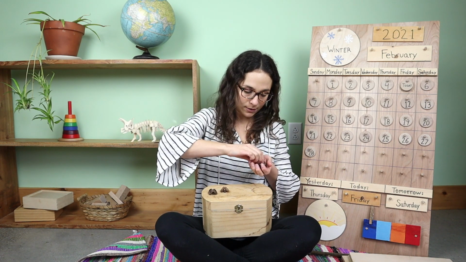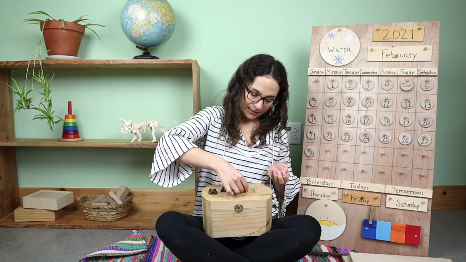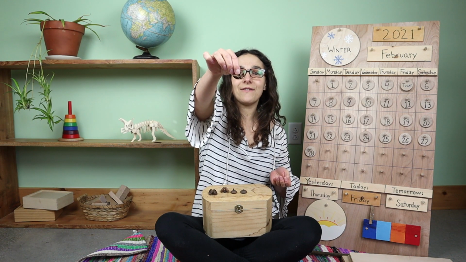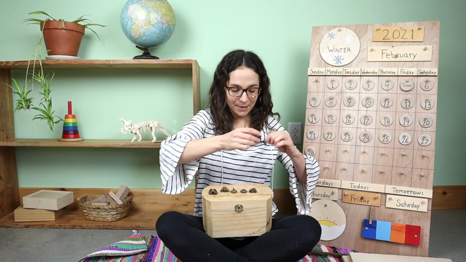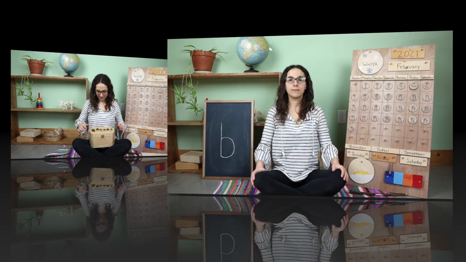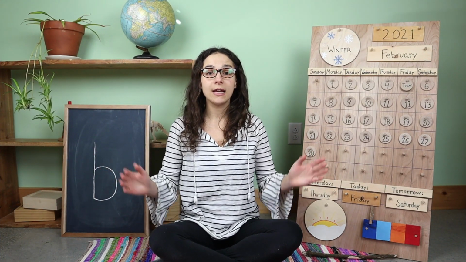3, 4, 5, 6. Another connected acorn. 7, 8. And one more makes 9. 9 acorn tops. This week we learned about all different ways to keep our bodies healthy and clean.